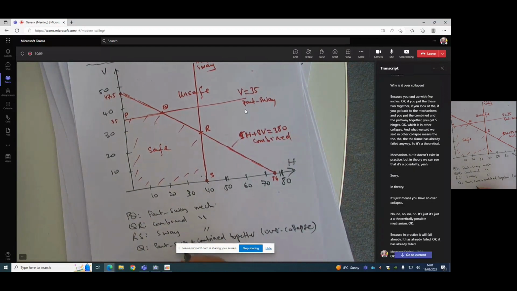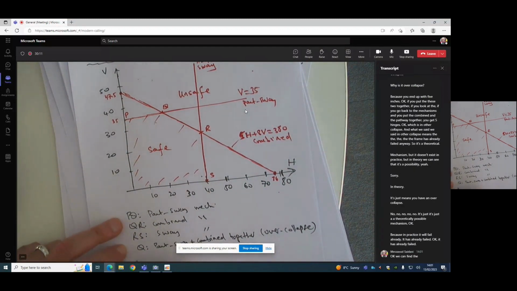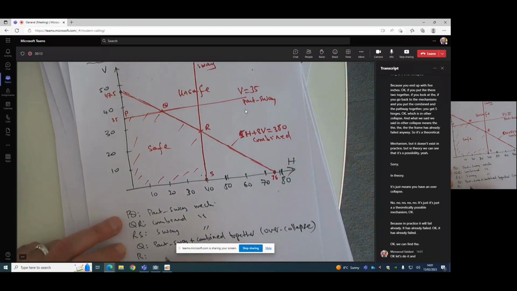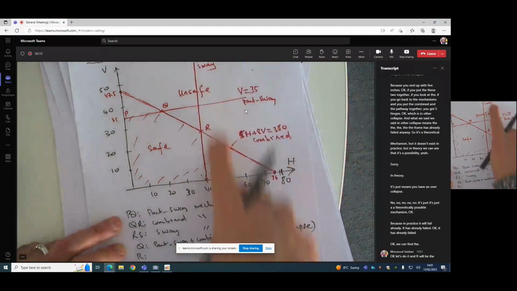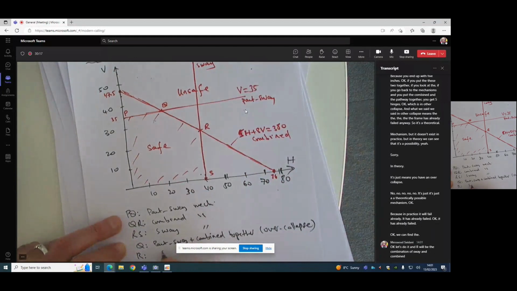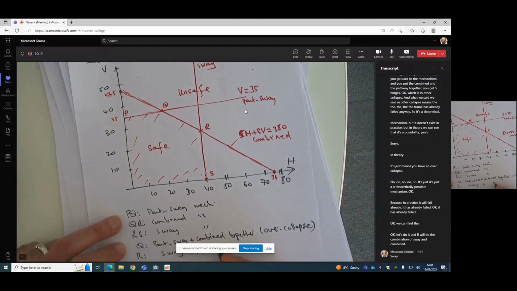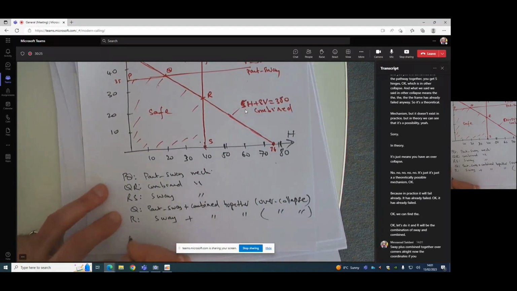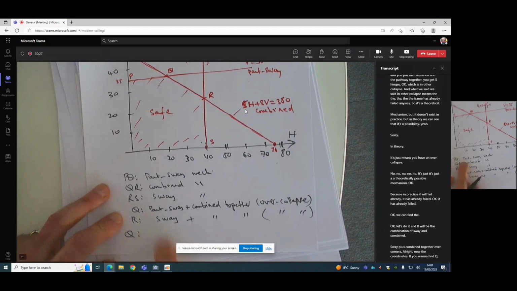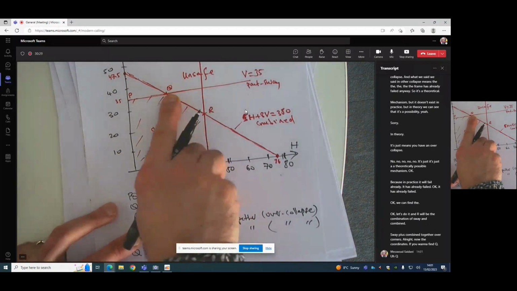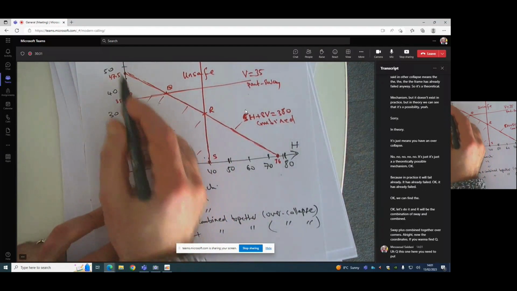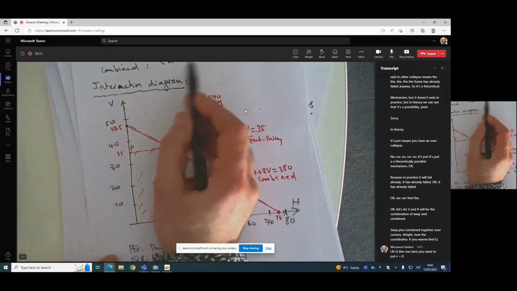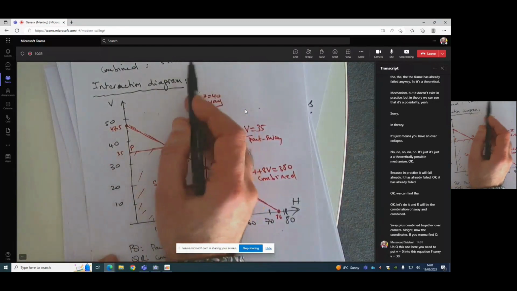Okay. Let's do R, which will be the combination of sway and combined. Sway plus combined together is an overcollapse. All right. Now the coordinates, if you want to find Q, this one here, you need to put V equals 35 into this equation.